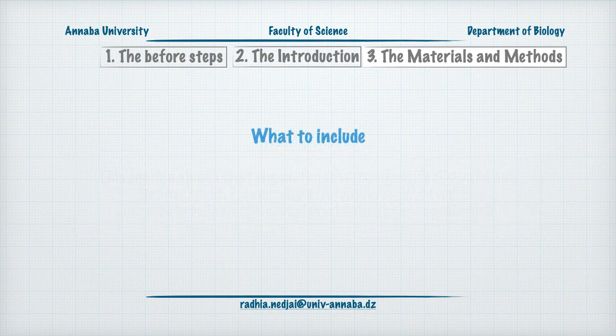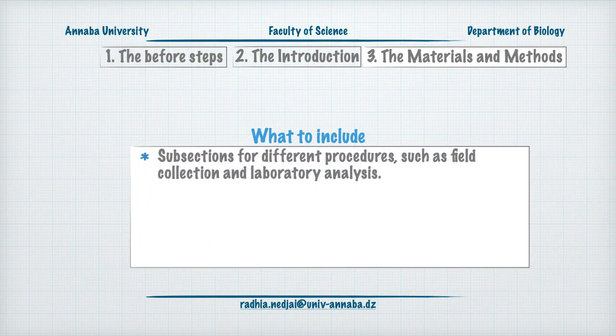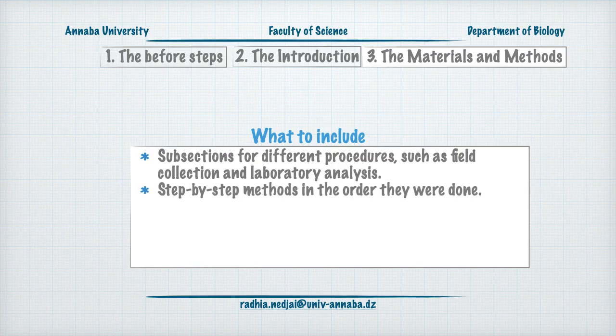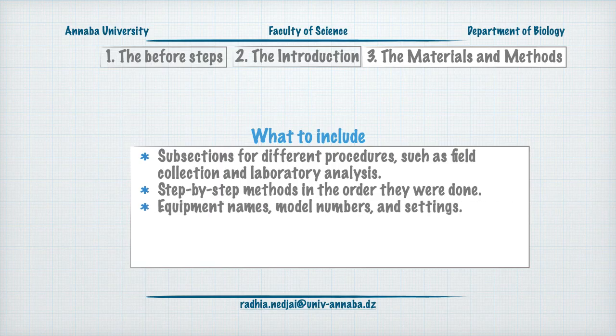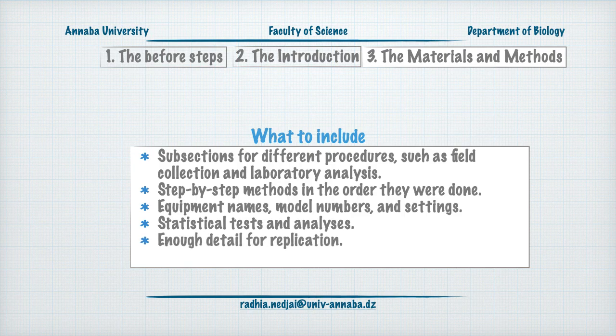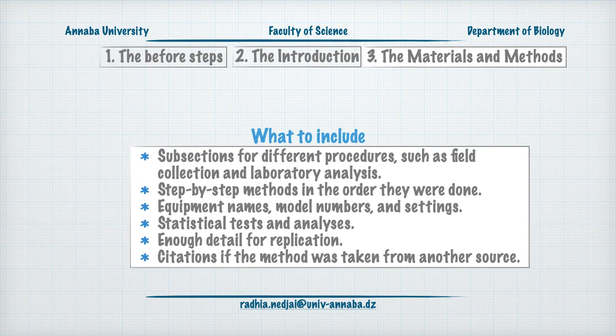When writing this section, it's important to include the following. Subsections for different procedures, such as field collections and laboratory analysis. Step-by-step methods in the order they were done. Equipment names, model numbers, and settings. Statistical tests and analysis. Enough detail for replication. And citations if the method was taken from another source.